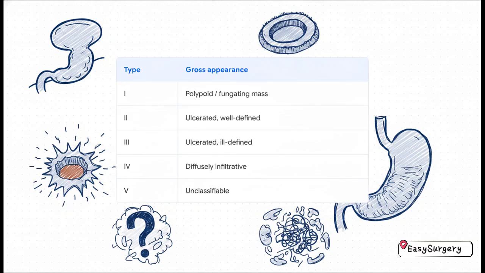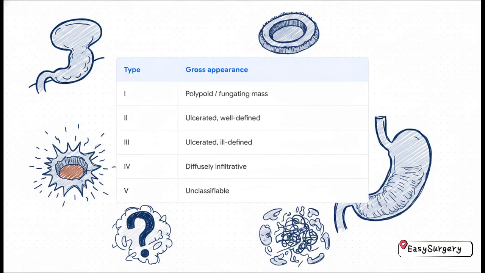Then, type 2 introduces ulceration. It's an ulcerated lesion, sure, but it has very well-defined raised margins, kind of like a crater with really distinct borders. Now, type 3 is also an ulcerated lesion, but here is the pivot. It's got infiltrative, poorly defined margins. The border between the tumor and the healthy tissue is blurry. It's actively invading outward.